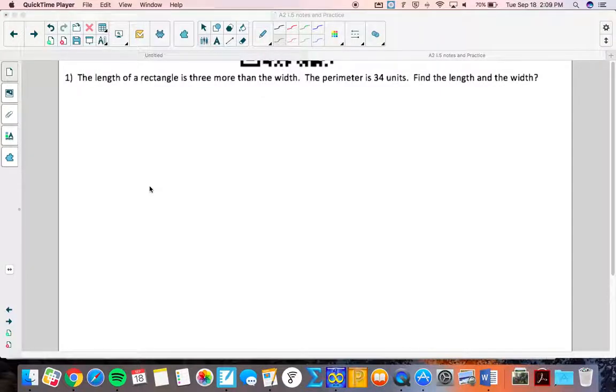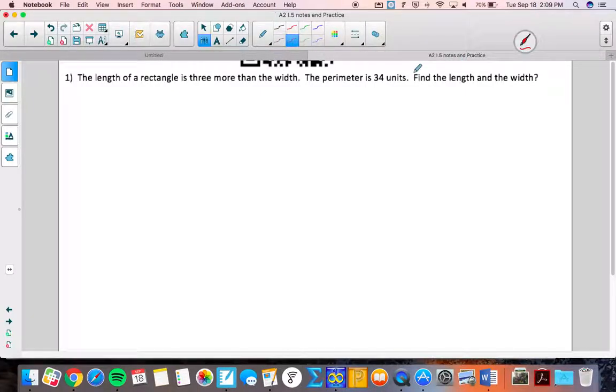Here is the second part of worksheet 1.5, talking about taking sentences and translating them into math to answer the question. So here we are. The length of a rectangle is 3 more than the width. The perimeter is 34 units. Find the length and the width.